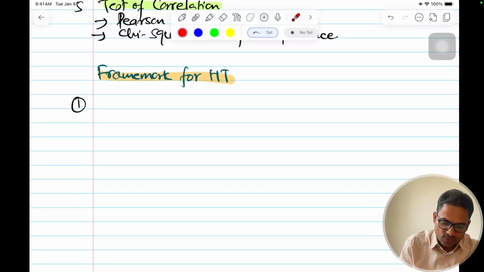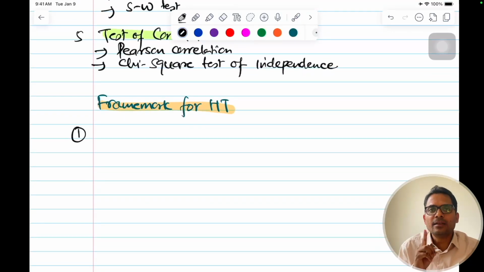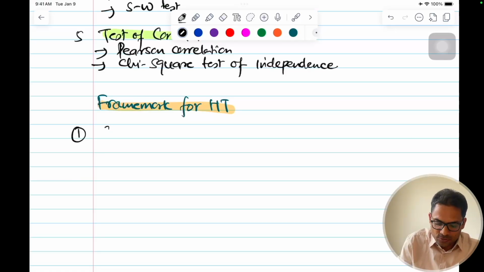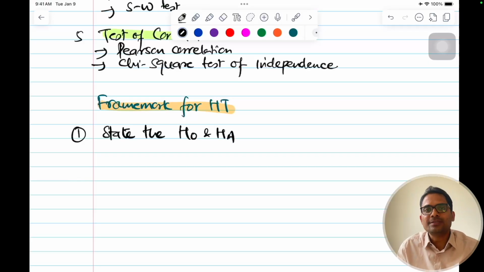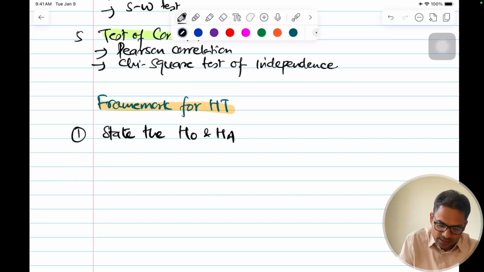So first and foremost, for any hypothesis testing, we state the null and alternate hypothesis. The first step is to state the null and alternate hypothesis. First of all, state clearly what the null hypothesis is and what the alternate hypothesis is. Then step number two.